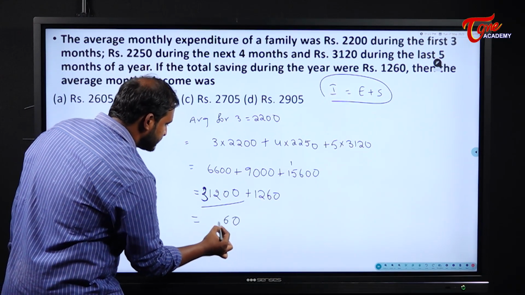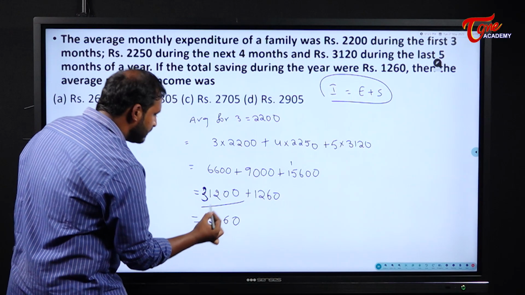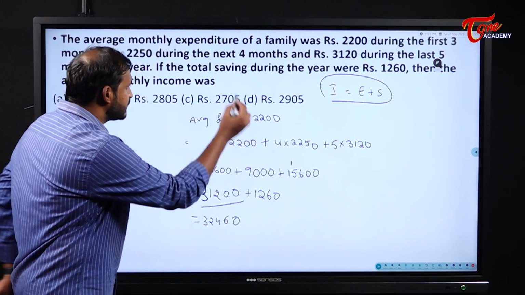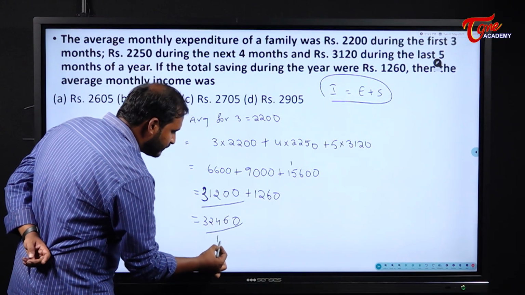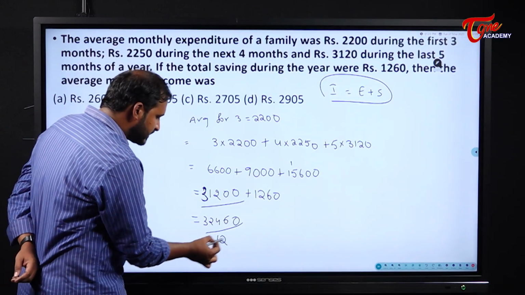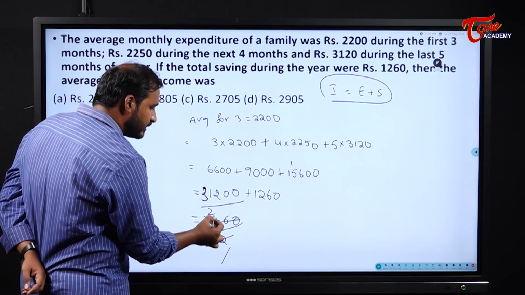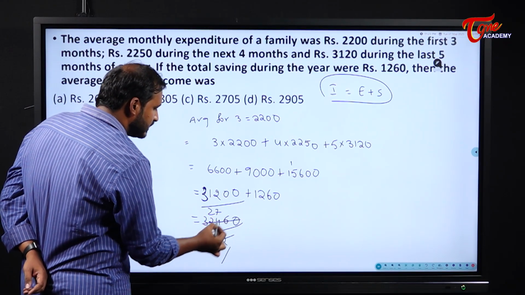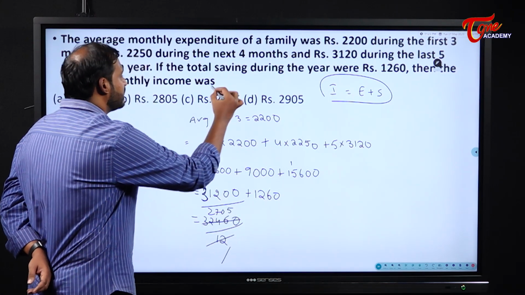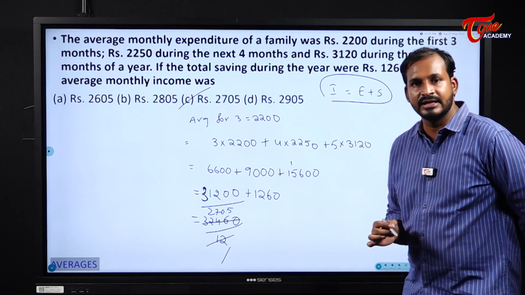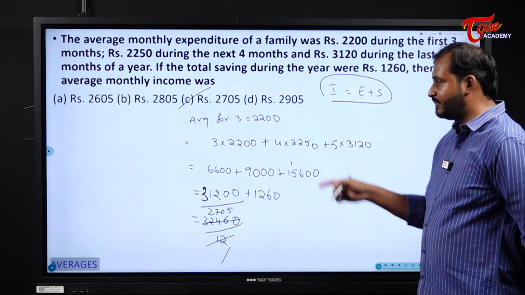So what happens to this one? 0, 6, 4, 2. So this will be his total income. But they are asking us the monthly income, right? So divide by 12. So please cancel it. 12 ones are, 12 twos are 24. I will be left with 84. 84 means 12 sevens are 84, and 0 and 5. So his monthly income is how much here? 2705 rupees. His monthly income is 2705 rupees.